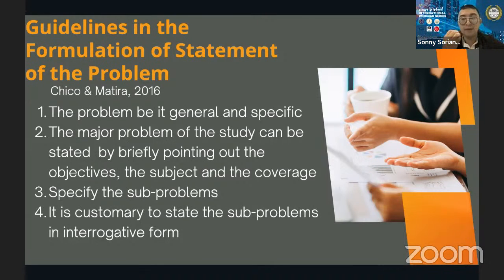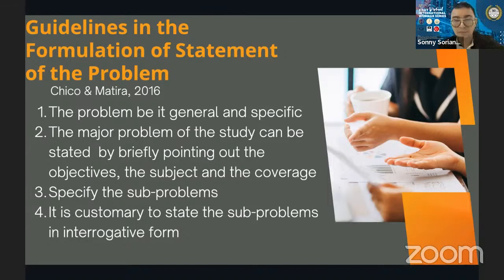You can be having your profiling, what is the relationship or difference between specific variables to other variables. That's it. And second, the major problem of the study can be stated by briefly pointing out the objectives and the subject and the coverage. Okay, that is the major problem or general problem. And third, specify the sub-problems.